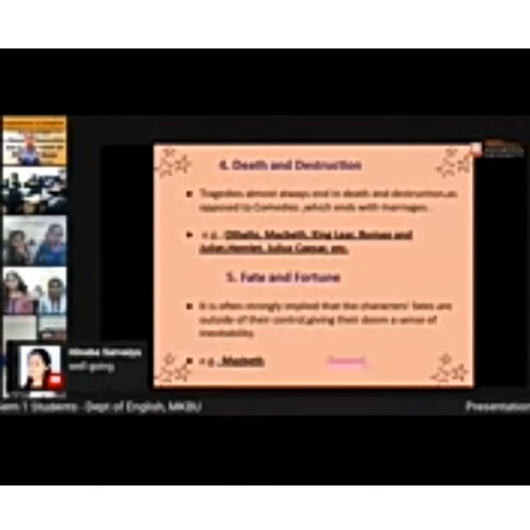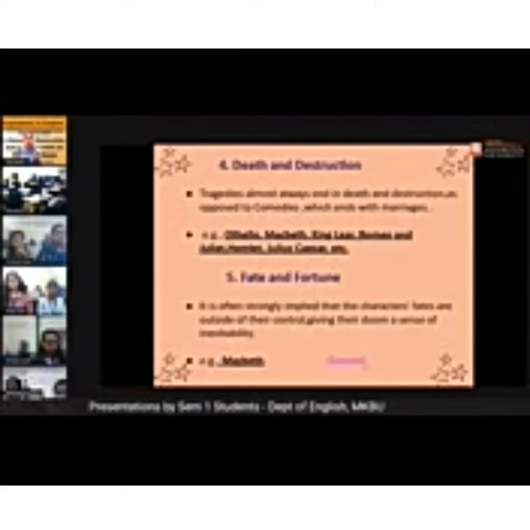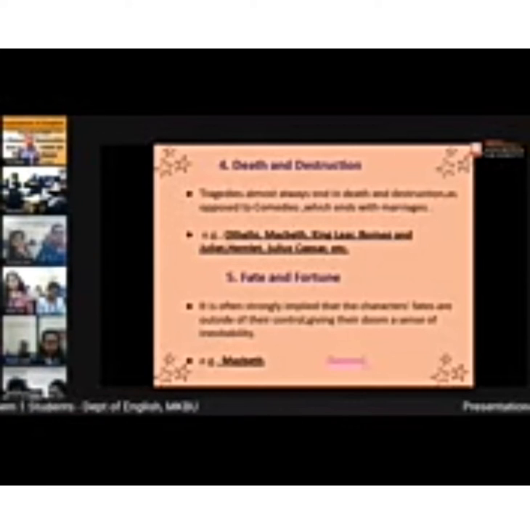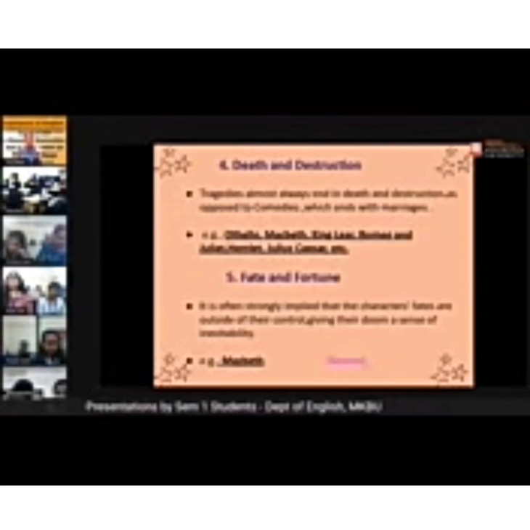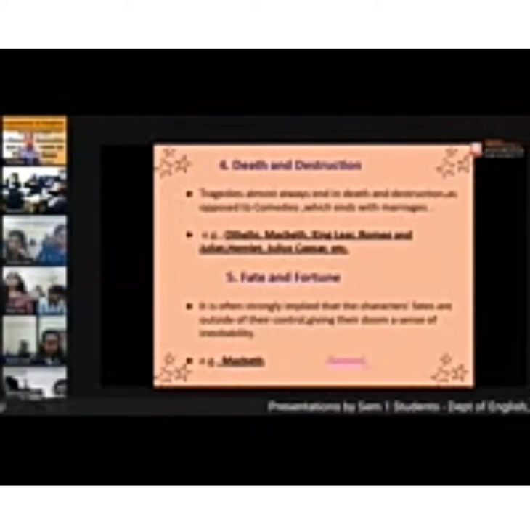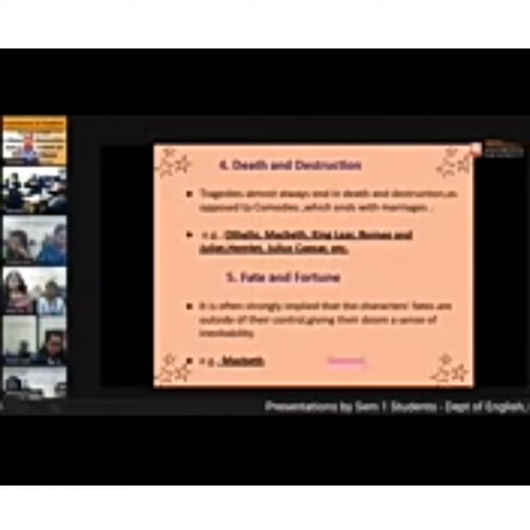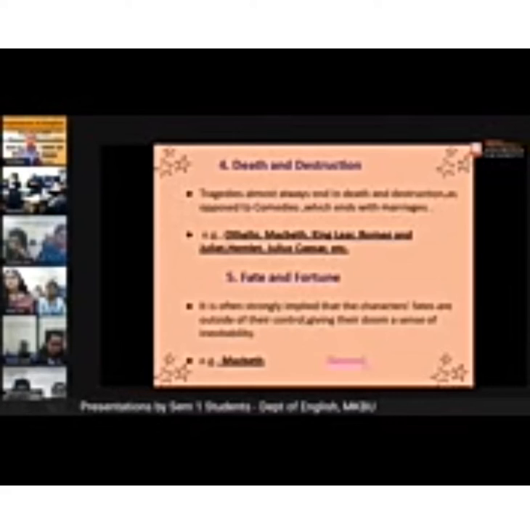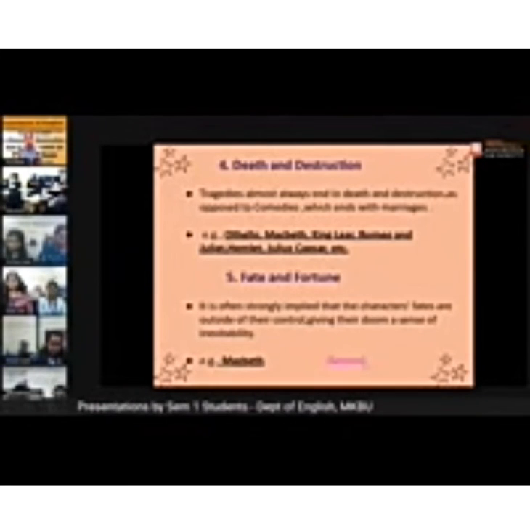Fourth is death and destruction. Tragedy almost always ends in death and destruction, as opposed to comedy, which ends with marriages. We can see in our syllabus that tragedies almost always end with the death of the protagonist, and comedies almost always end with marriages. For example, Othello, Macbeth, King Lear, Romeo and Juliet, Hamlet, and Julius Caesar are also facing death. In these tragedies, the tragic hero is killed, murdered, or dies at the end of the tragedy.